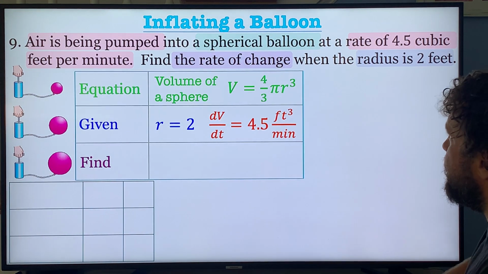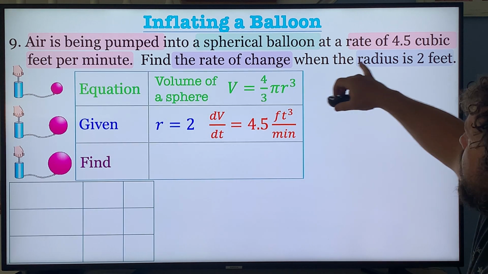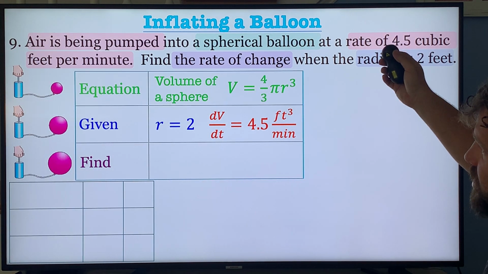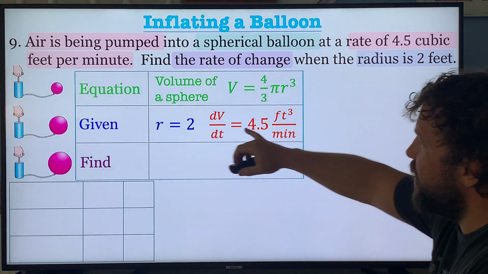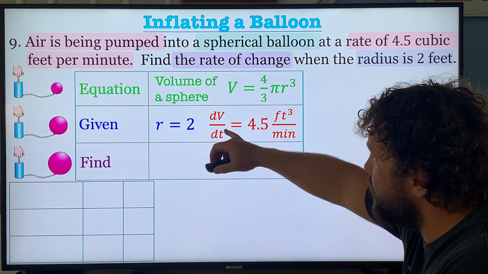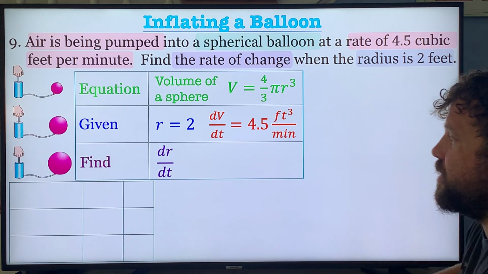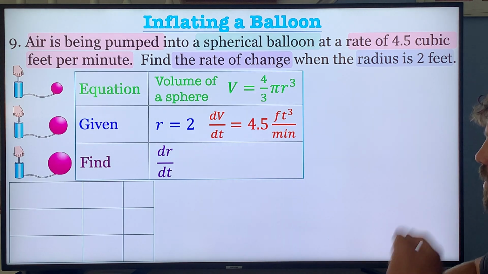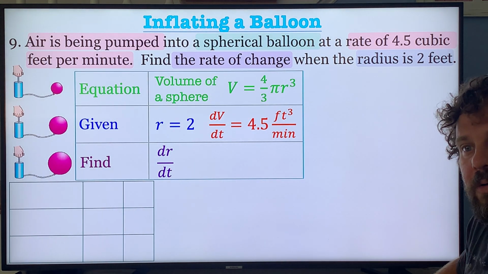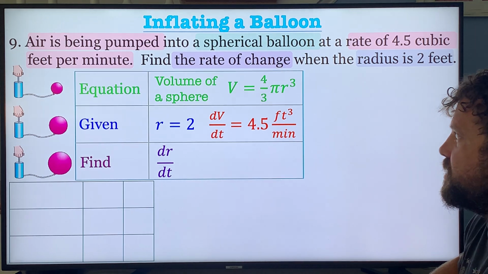What are you trying to find? The rate of change when the radius is 2. What are you trying to find the rate of change of? Well, not the volume. There's only one thing left to find the rate of change of: the radius. So you're trying to find dr/dt. All right? Hopefully you're able to set this up. If you're not, you've got some time.